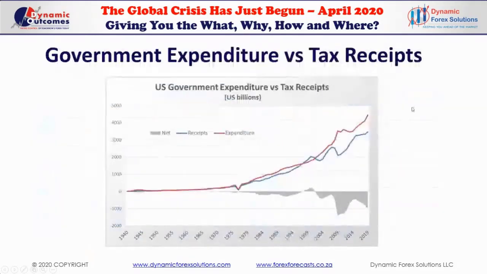And again, here, US government expenditure versus tax receipts. Since this period here, 2008, we can see that government expenditure versus tax receipts, we've got this huge hole here, which has needed to be funded. So this has just been increasing total debt. So a far bigger problem than we were sitting with in 2008. And a far bigger problem means a far bigger correction once the bubble pops.